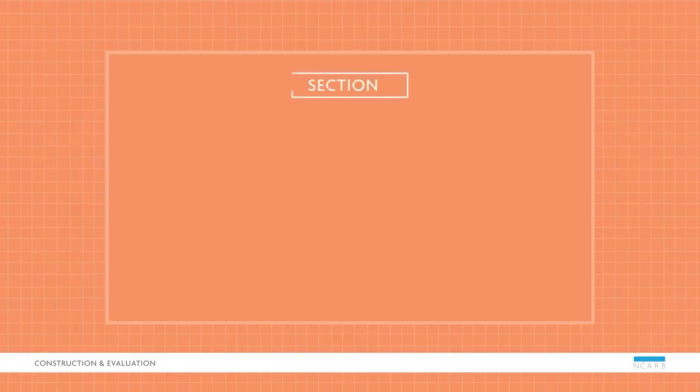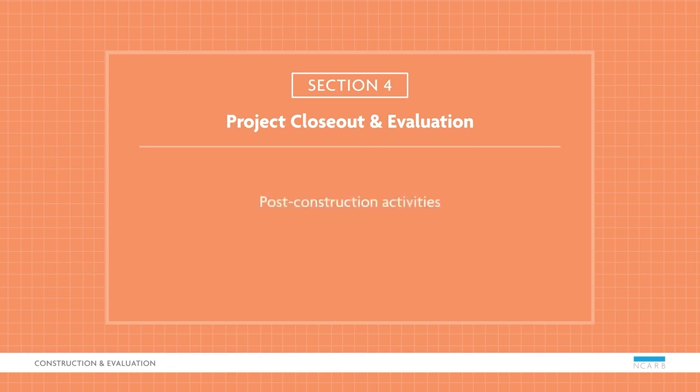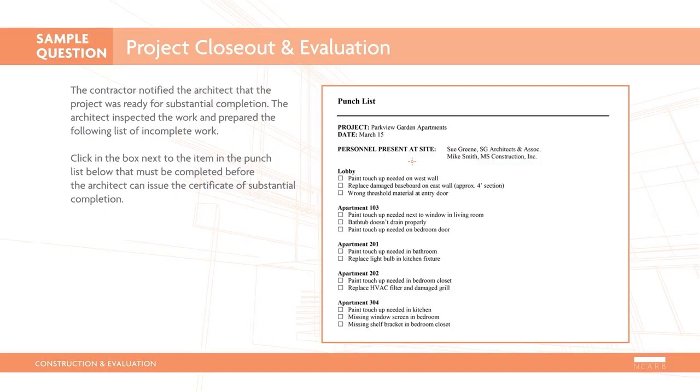In the project closeout and evaluation section, you'll focus on post-construction activities. Let's look at a sample question. The contractor notified the architect that the project was ready for substantial completion. The architect inspected the work and prepared the following list of incomplete work. Click in the box next to the item in the punch list below that must be completed before the architect can issue the certificate of substantial completion.